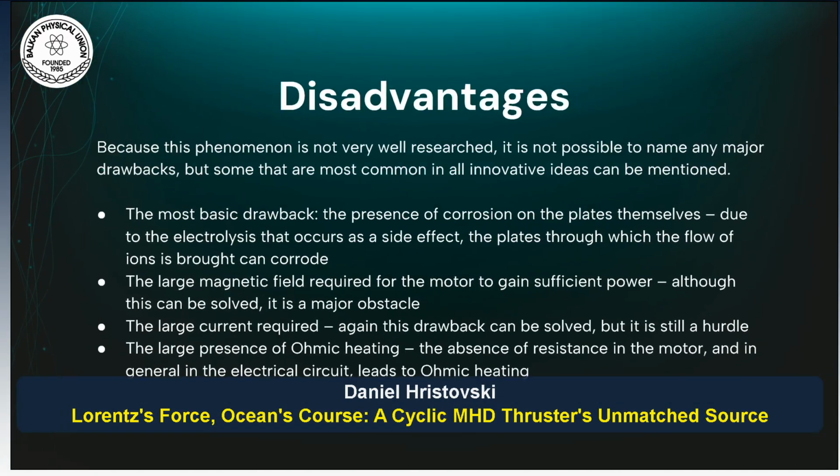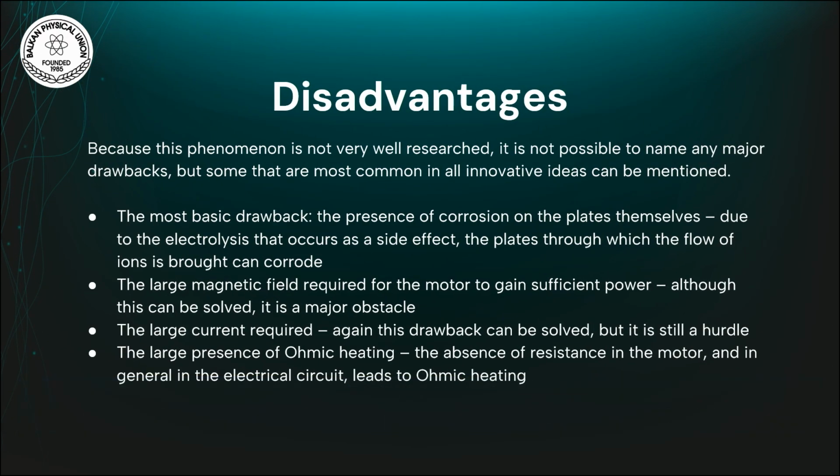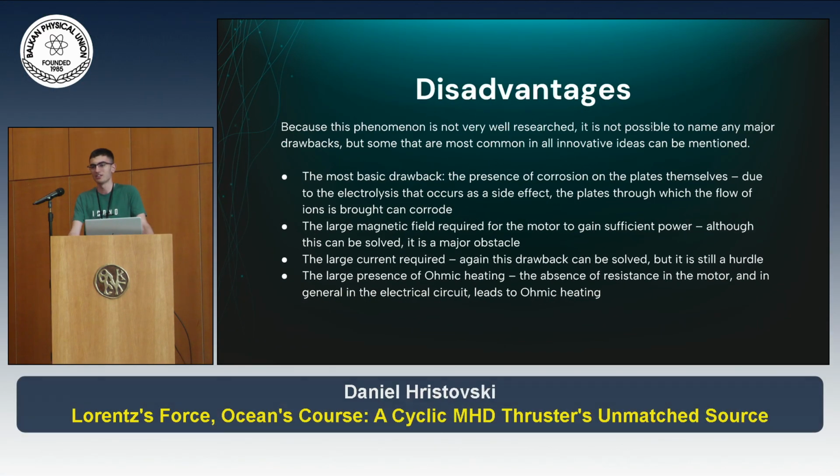The large magnetic field required for the motor to gain sufficient power is still a drawback, because who can create a magnetic field that easily, except CERN. The large current required, again, due to the direct proportionality of the engine to the current supplied, is, again, a drawback. Again, CERN has already achieved this by making superconducting materials, and that was not possible for us.